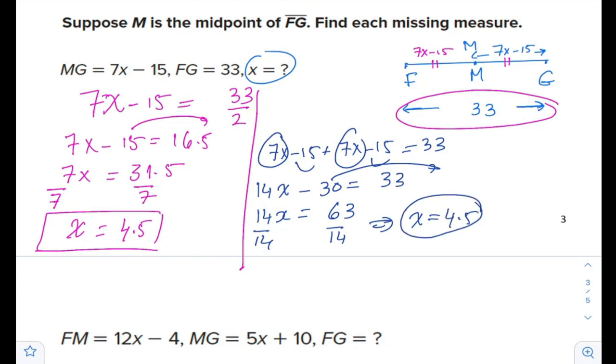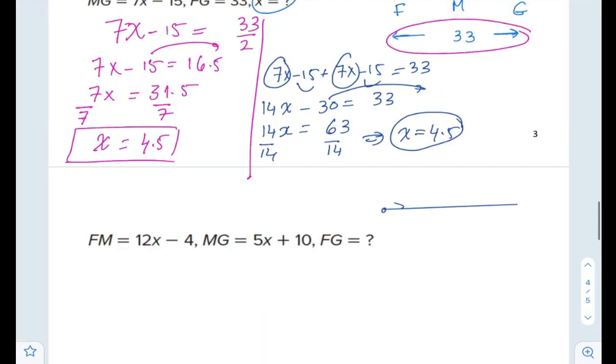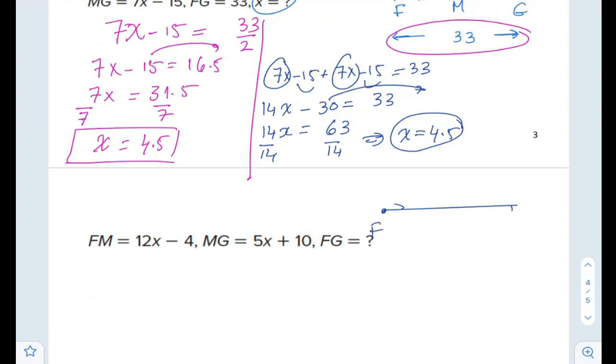Of course, you can solve using one approach. Don't write both. It will be a waste of time. Any one is acceptable. Here we go again. Another assumption for the same segment, which is FG. Now they have assumed different values. Also, we have M at the middle, the midpoint. Now, FM is given to be 12x minus 4. We have MG given as 5x plus 10. We are asked to find from F to G.